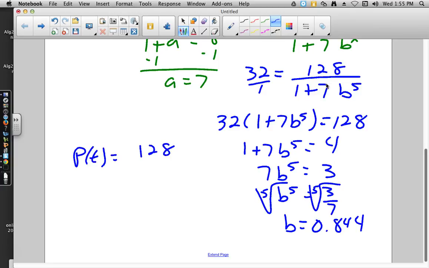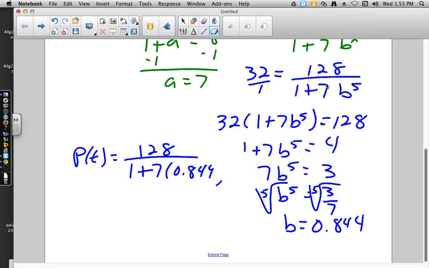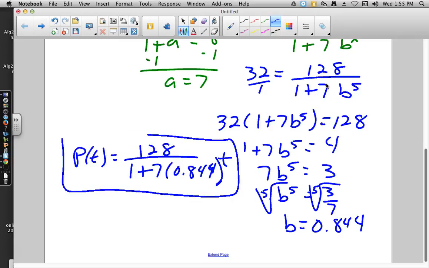We know that the upper limit is 128. We know that A is 7, and now we know that B, whoops, use a T here since it's population. Now that we know that, we have everything that we need. We have C over 1 plus A times B to the T in this case. And again, nothing fancy we can do with this one. We could not make this more exact, and that's because our numerator in this case was not a 1. In the next problem it will be.